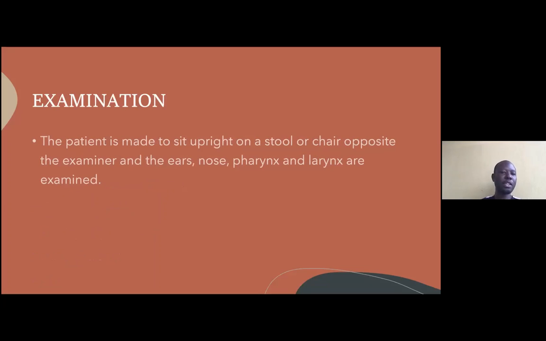Then examination. The patient is made to sit upright on a stool or chair opposite the examiner, and the ears, nose, pharynx, and larynx are usually examined. Sometimes there's a need to examine other systems too.